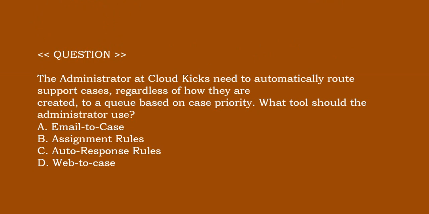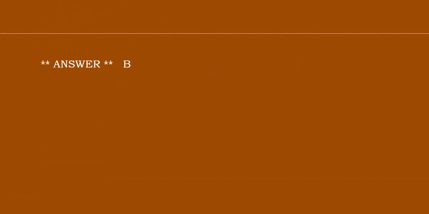Moving to our next question. The administrator at Cloud Kicks needs to automatically route support cases, regardless of how they are created, to a queue based on case priority. What tool should the administrator use? Option A, email to case. Option B, assignment rules. Option C, auto response rules. Option D, web to case. Correct answer is option B.